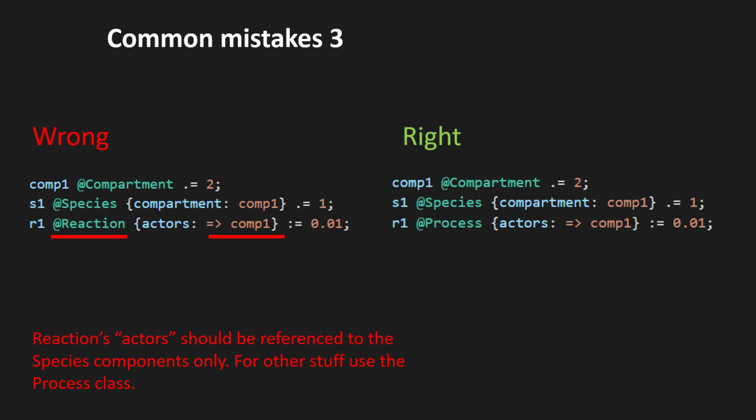The next code is about the rules for reactions. The problem of this code is that the actors inside the reaction must be species only. If we want to include the dynamic volume comp1, we should use the process class instead of reaction.